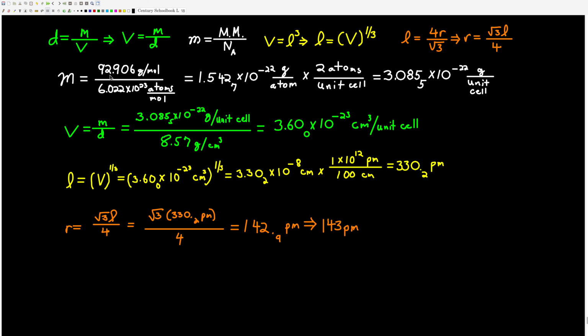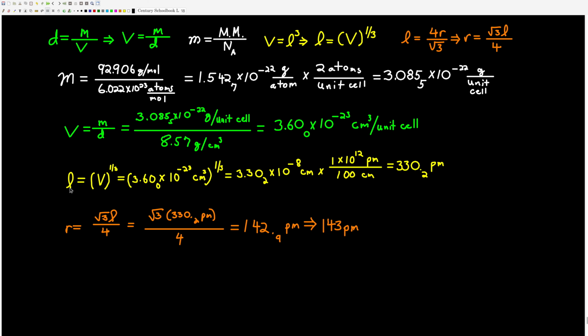Niobium's molar mass is 92.906 grams per mole divided by Avogadro's number. We can get this many grams, 1.5427 times 10 to the minus 22nd grams per atom. And remember, in a body-centered cubic unit cell, there are 2 atoms per unit cell. So the mass in one unit cell is 2 times this, which is 3.8055 times 10 to the minus 22nd grams per unit cell. All right, so now that we know the mass, we can solve for the volume. Just take the mass divided by the density, which we're given, and we know the volume per unit cell, 3.60 times 10 to the minus 23rd cubic centimeters per unit cell.